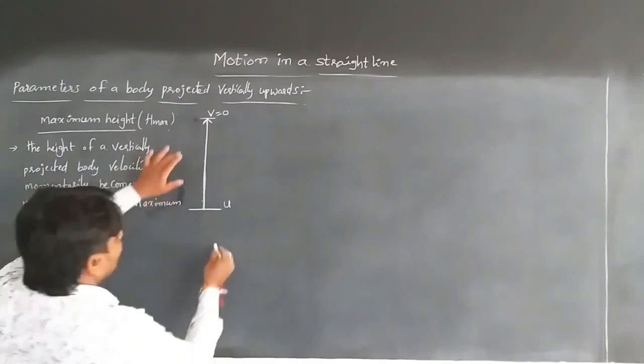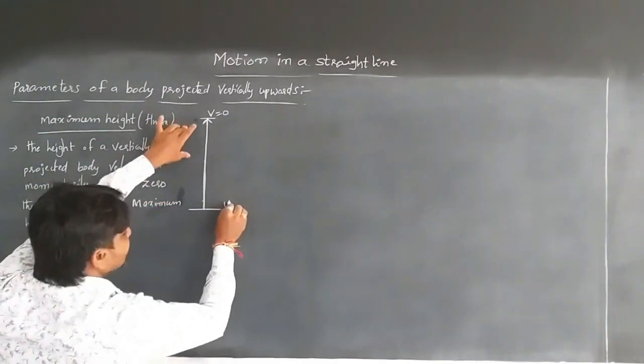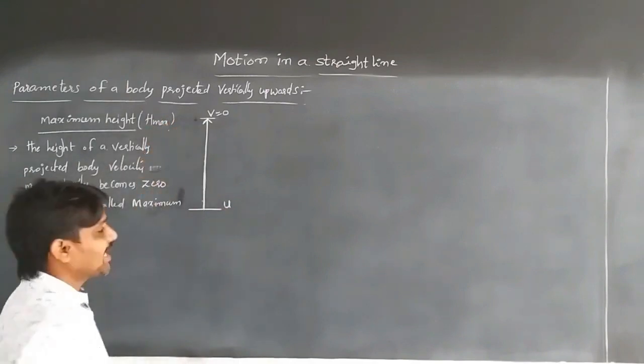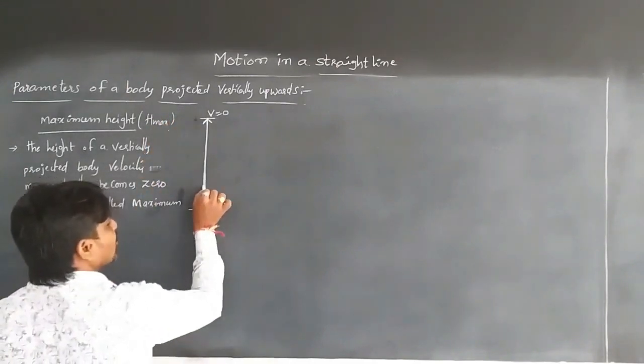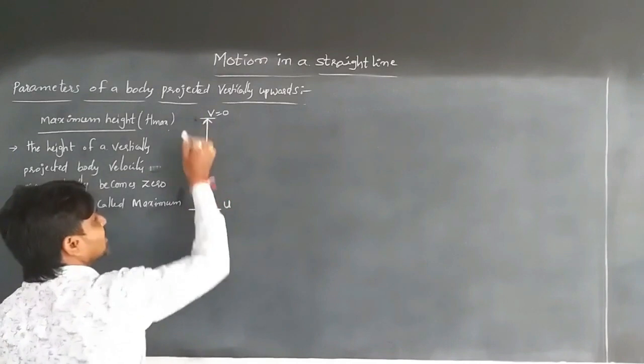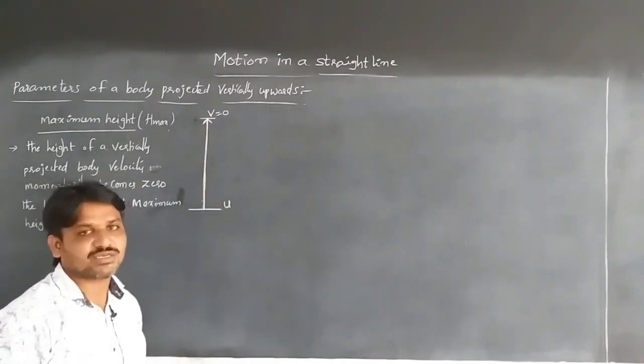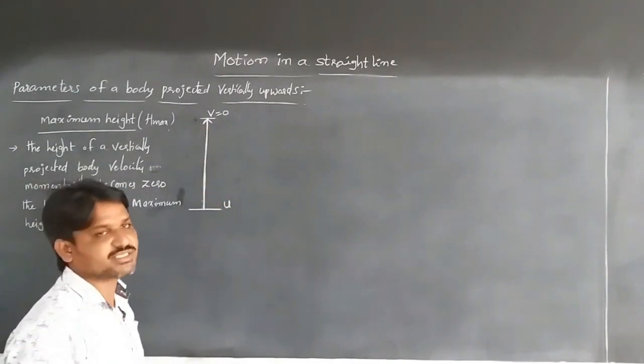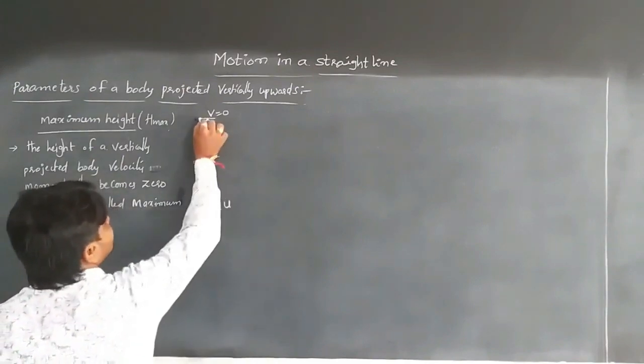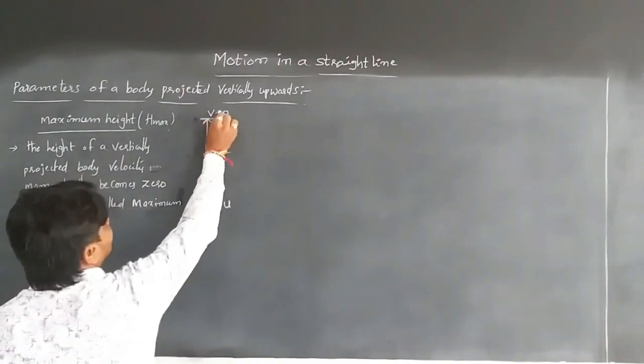A body is projected vertically upwards with initial velocity u. While it moves upwards, the velocity keeps decreasing, which means the body has retardation, until it reaches a height where the velocity becomes 0.